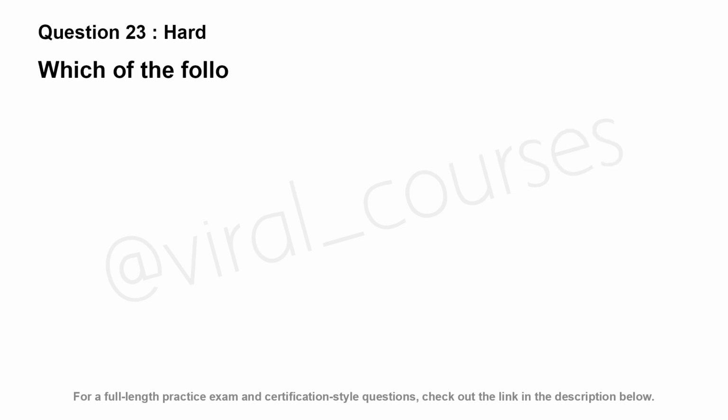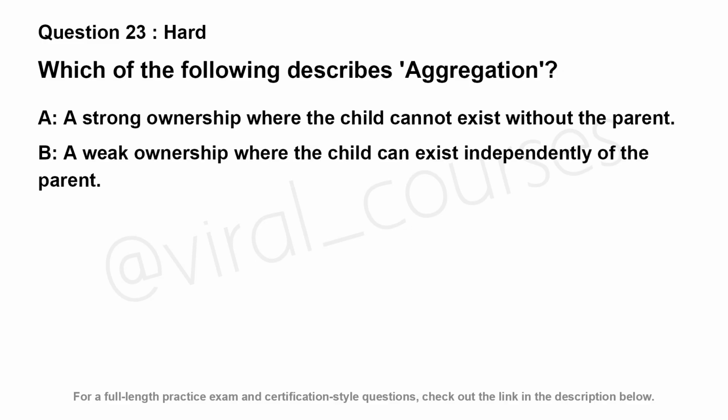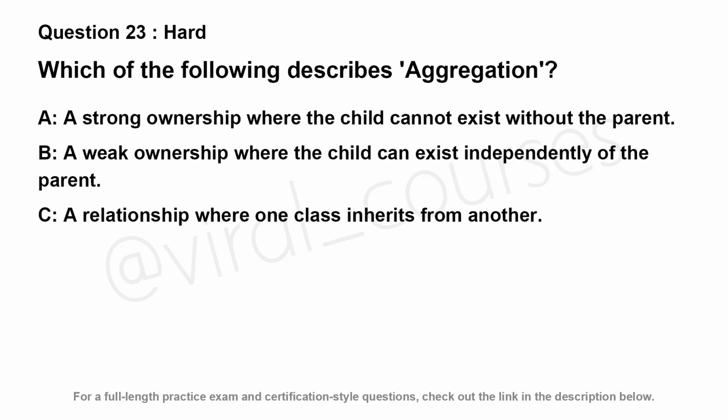Which of the following describes aggregation? Option A. A strong ownership where the child cannot exist without the parent. Option B. A weak ownership where the child can exist independently of the parent. Option C. A relationship where one class inherits from another. Option D. A way to hide data from the user.